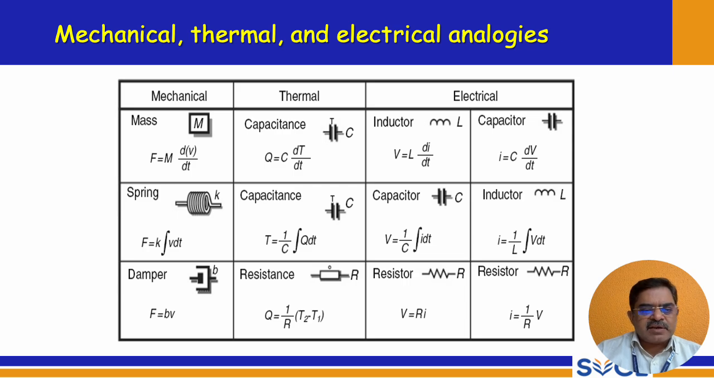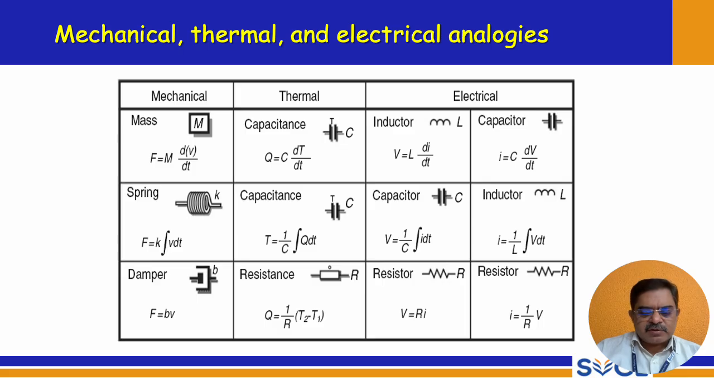well as in case of electrical, capacitance and then inductor. So first inductor comes here for mass and then capacitor, whereas here for spring capacitor comes first and then inductor comes next. So damper is always a resistor. Resistance in case of thermal is also resistance, and in case of electrical it is resistor, and V equal to R into I, where R is resistance, I is the current, and I equal to 1 by R into V. So these are the analogies in terms of electrical and also in thermal.